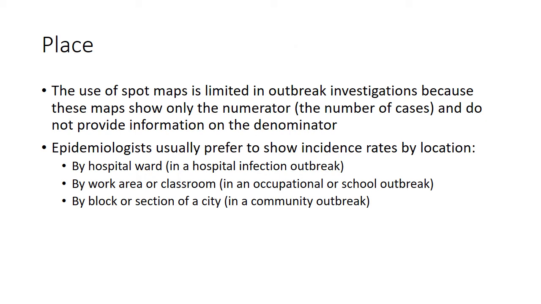The use of spot maps can be limited in an outbreak investigation. Many of these maps may only show the numerator, or the number of cases, and don't provide information about the denominator, or the number of people who were potentially exposed, not just the people who actually became symptomatic. Epidemiologists generally prefer to show incidence rates by location. You can look by hospital ward in a hospital infection outbreak, by work area or classroom in an occupational setting, or by block or section of a city in the case of a community outbreak.